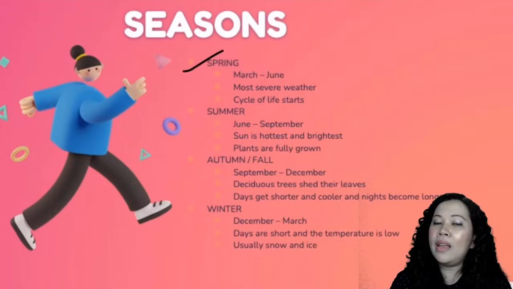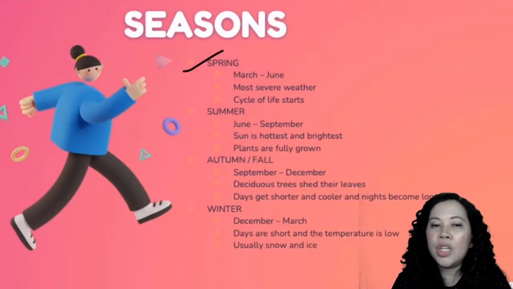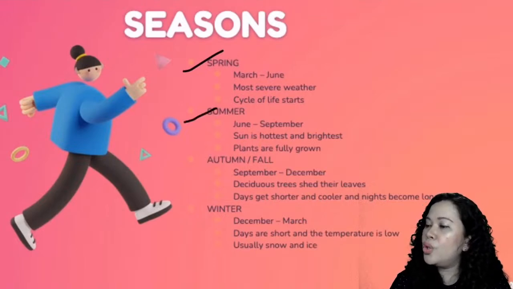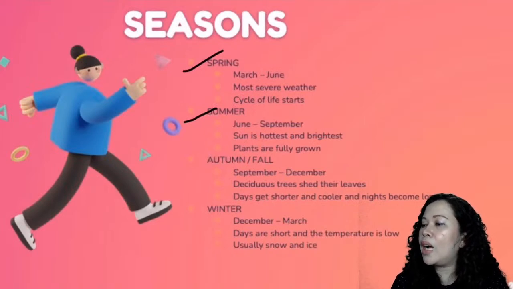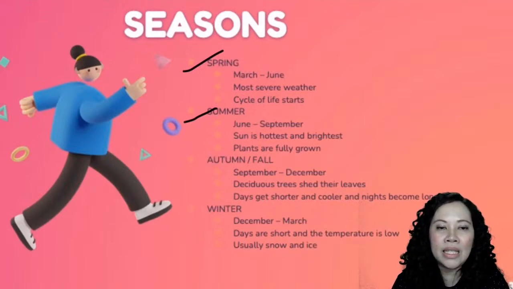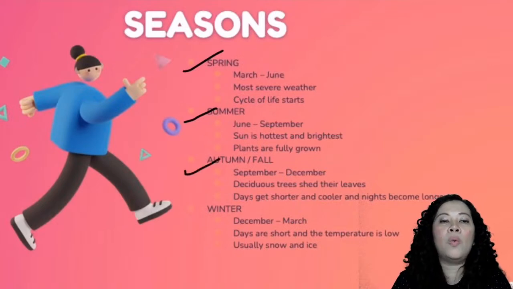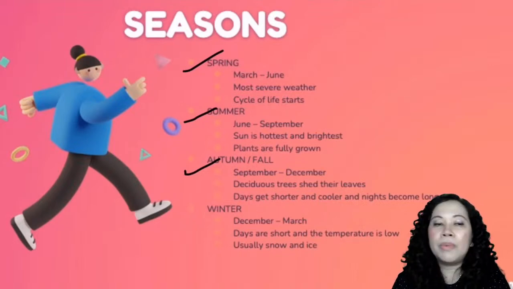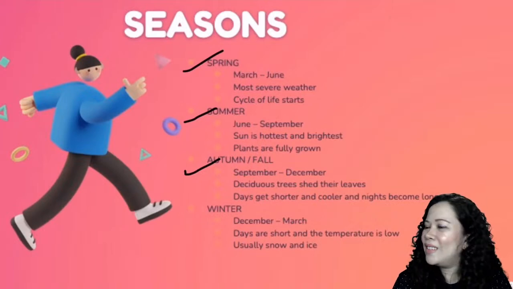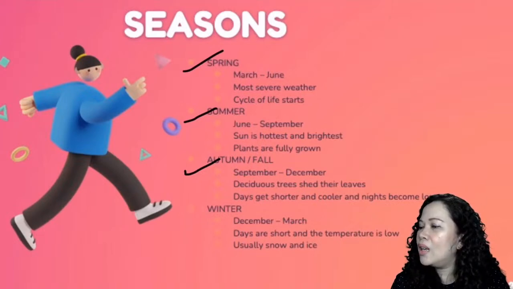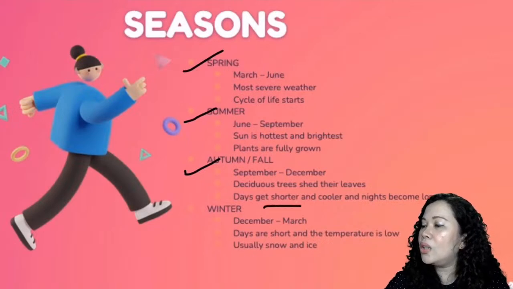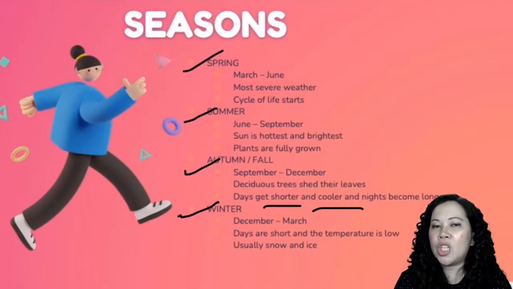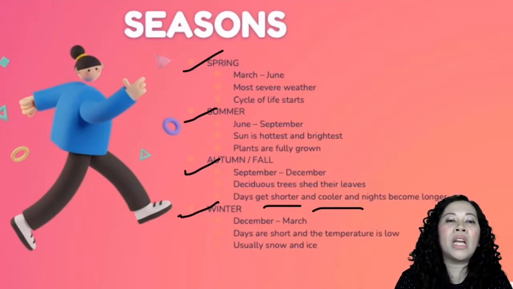So when spring is somewhere in March to June, we have summer between June to September. This is when the sun is hottest and brightest. Okay, and then we have our fall or our autumn, that is between September to somewhere in December. Okay, so this is, days are getting shorter and cooler. And of course our winter, which is in December to somewhere in March. So because of climate change, this might change as well.